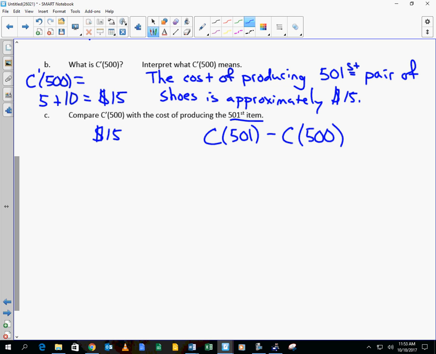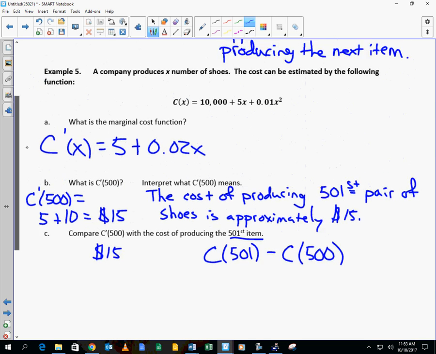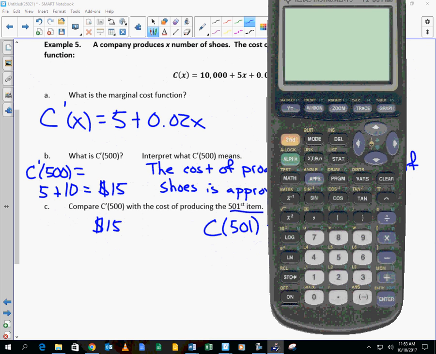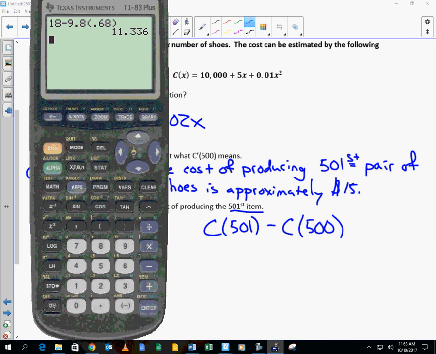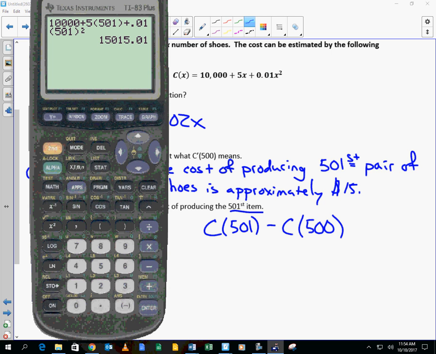So where do I plug 501 into? Into the original function. So let's do that. 10,000 plus 5 times 501 plus 0.01 times 501 squared. And I get 15,015.01. That's the cost of producing 501 pair of shoes.